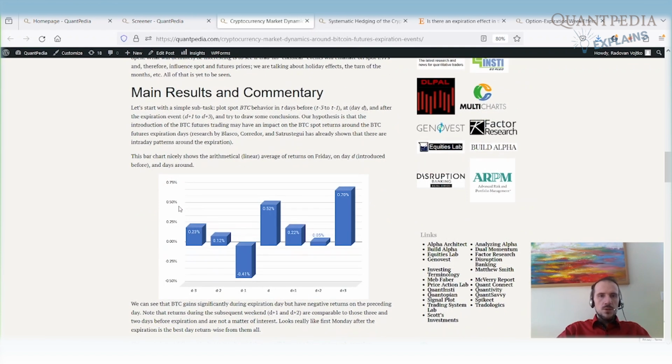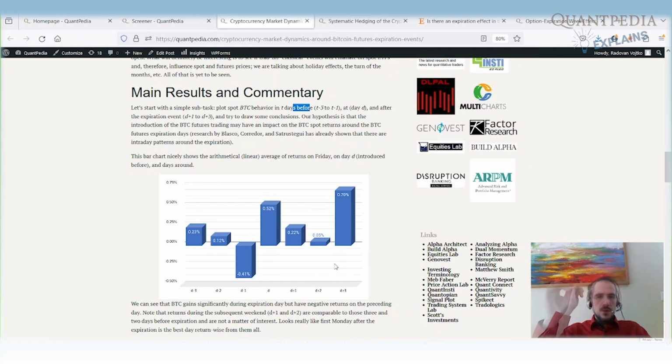So we started with a simple subtask. We plot the spot Bitcoin behavior in a few days before and a few days after the expiration event. The expiration event is day T. The T is usually the last Friday of the month. This is the day during which Bitcoin futures on a regulated market expire. Here is the pattern a few days before the expiration, and here is the pattern a few days after the expiration.